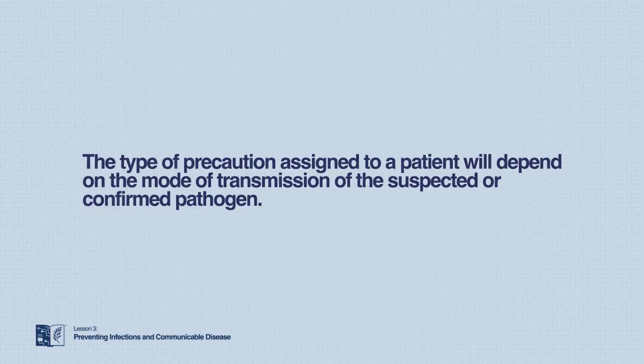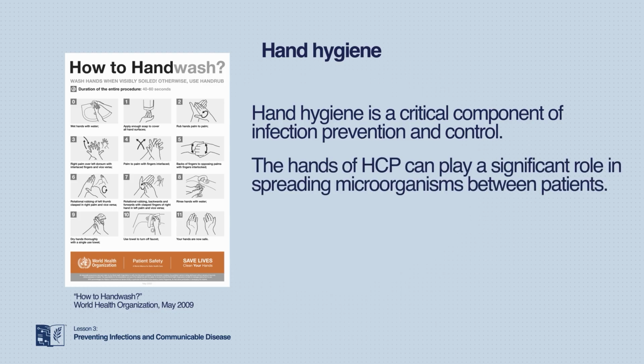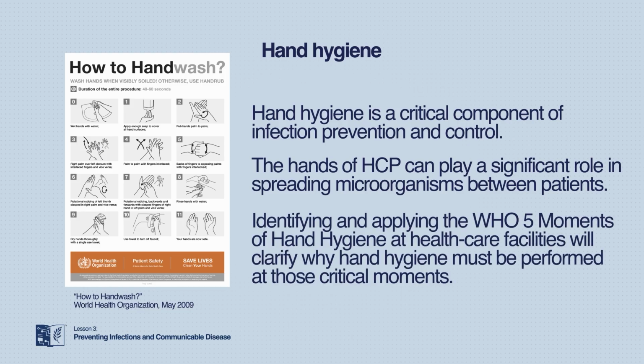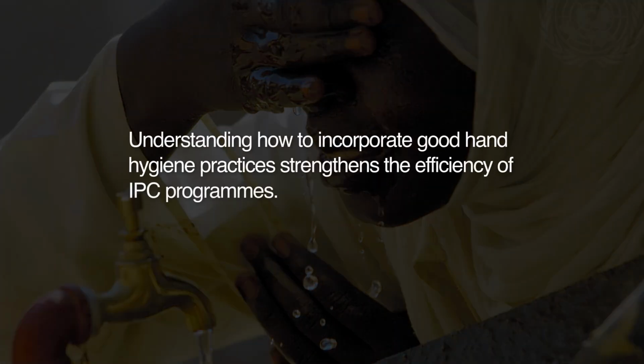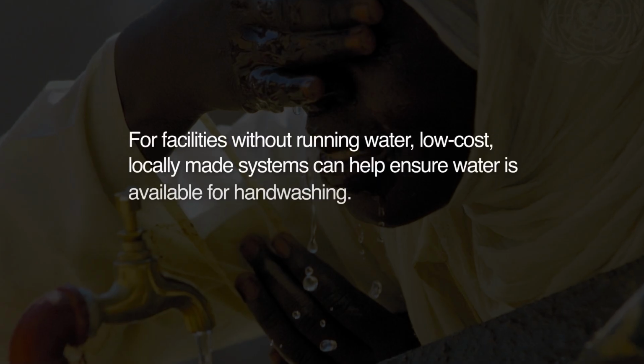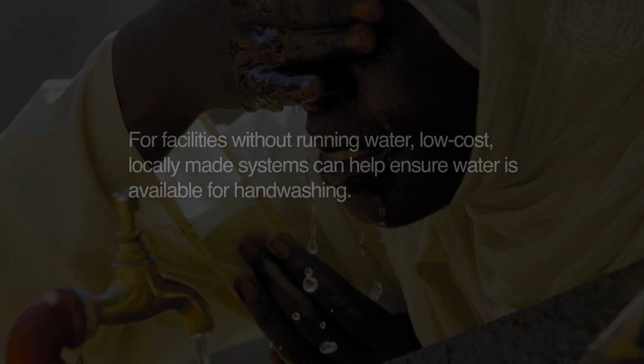Hand hygiene. Hand hygiene is a critical component of infection prevention and control. The hands of HCP can play a significant role in spreading microorganisms between patients. Identifying and applying the WHO 5 moments of hand hygiene at healthcare facilities will clarify why hand hygiene must be performed at those critical moments. Understanding how to incorporate good hand hygiene practices strengthens the efficiency of IPC programs. For facilities without running water, low-cost, locally made systems can help ensure water is available for hand washing.